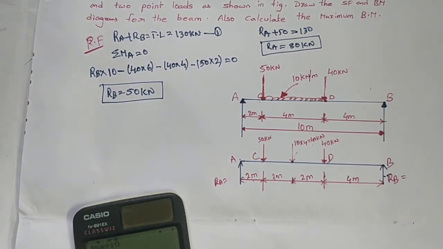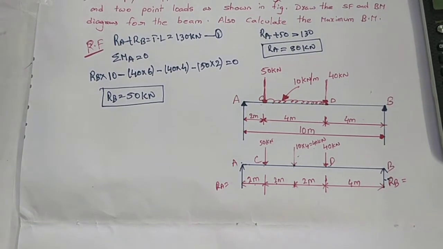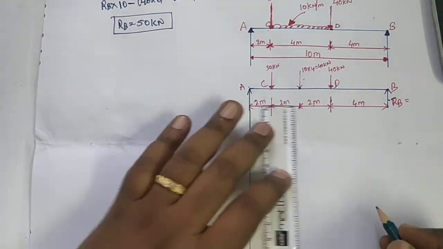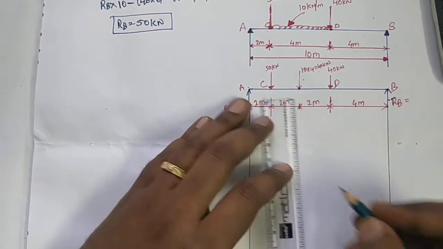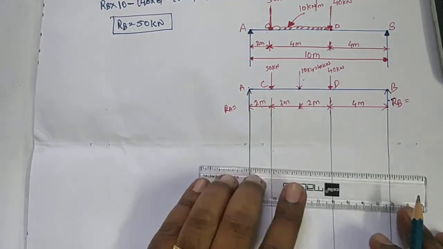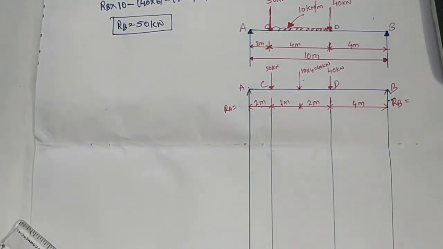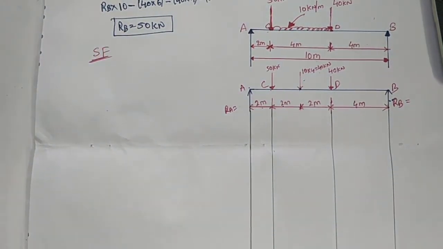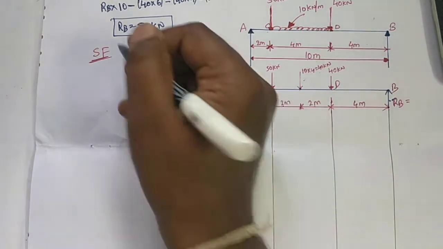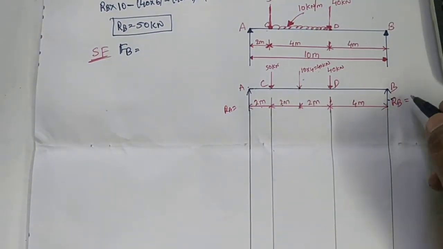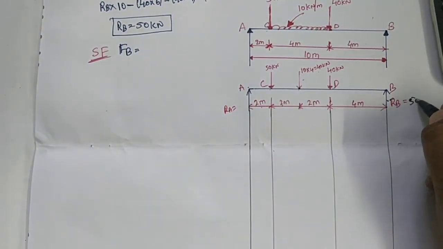Now we need to draw the shear force at points A, B, C and D. For drawing the shear force we need to calculate the values of shear force at points A, B, C, D. Shear force at point B equals, at point B acting reaction force, that is 50 kilonewtons, at A, RA 80.